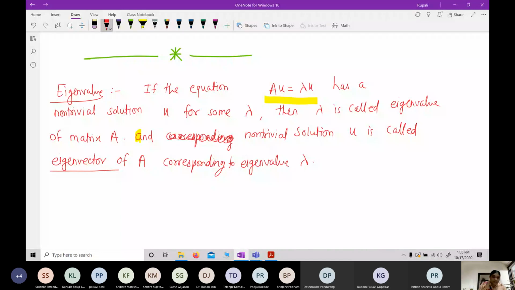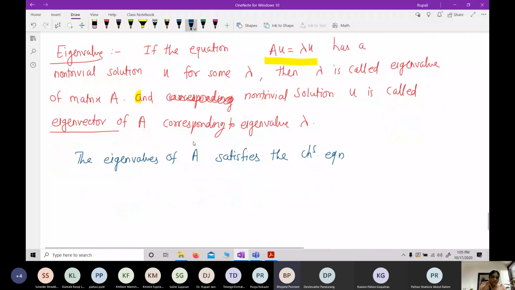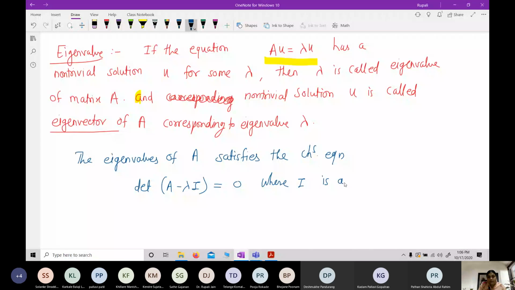So the eigenvalues of A satisfy the characteristic equation. Which equation does it satisfy? The determinant of A minus lambda I, or lambda I minus A, is equal to 0, where I is the n by n identity matrix.